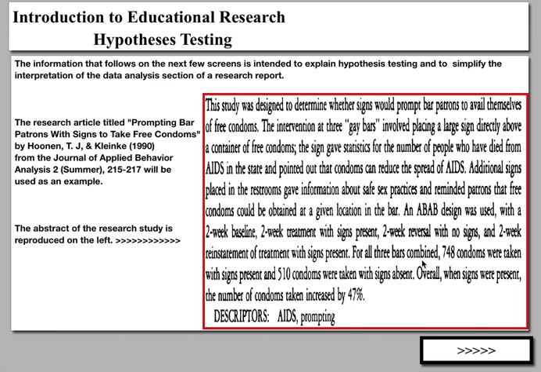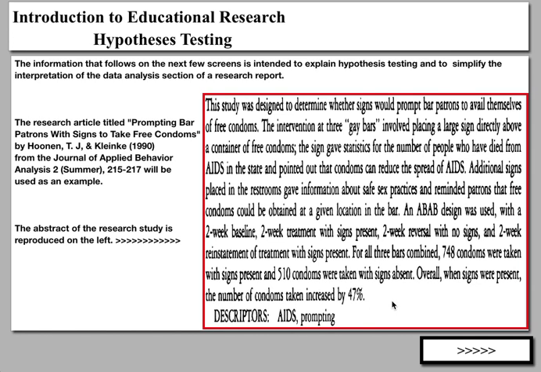For all 3 bars combined, 748 condoms were taken with signs present, and 510 condoms were taken with signs absent. Overall, when signs were present, the number of condoms taken increased by 47%. Okay, so that's the abstract.